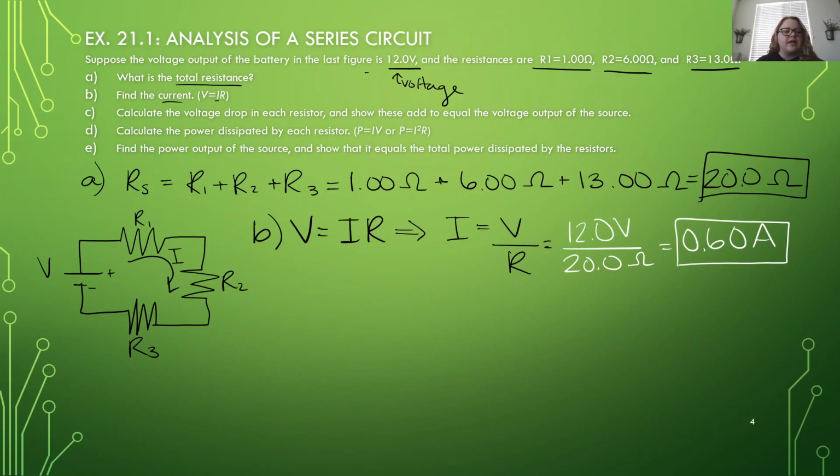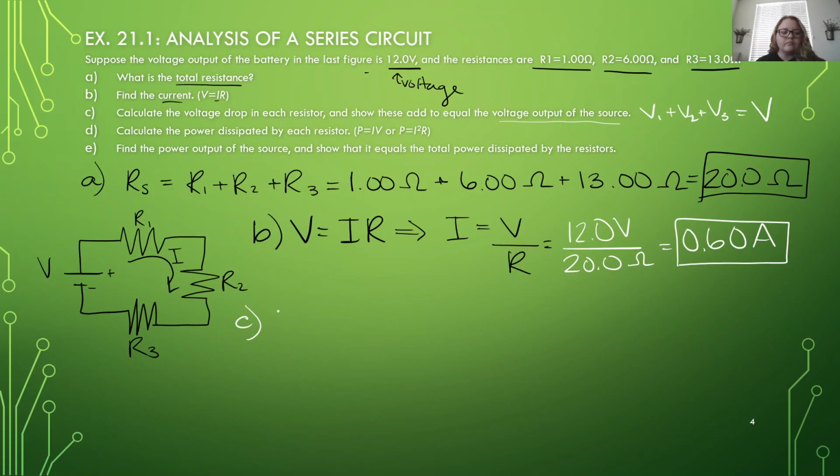Now we want to find the voltage drop in each resistor and show that these add to equal the voltage output of the source. So this is implying that our voltage drops in each resistor, V1, V2, and V3, would add up to the total voltage overall, or that 12 volts. This is what this is trying to imply. So let's check if that's correct.